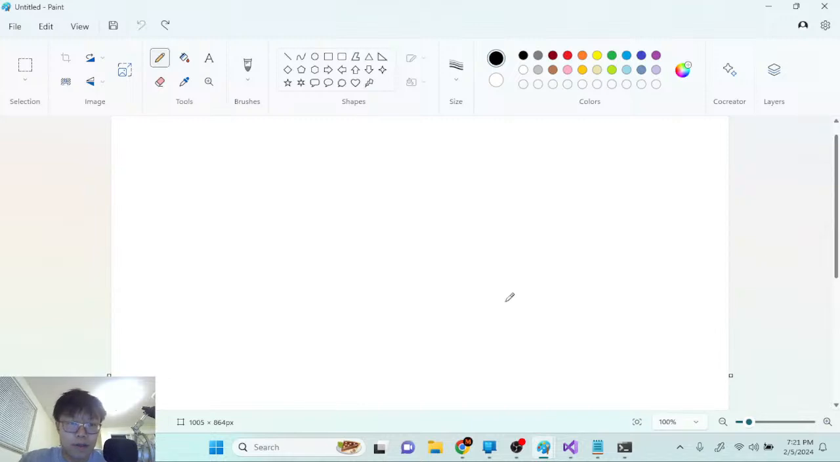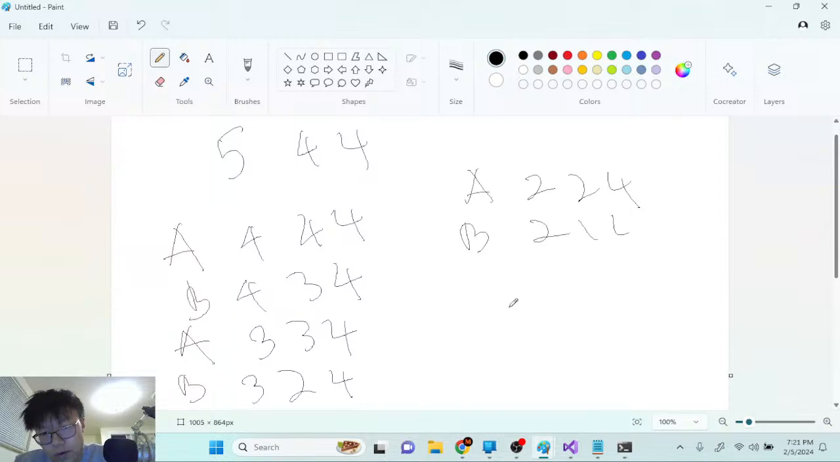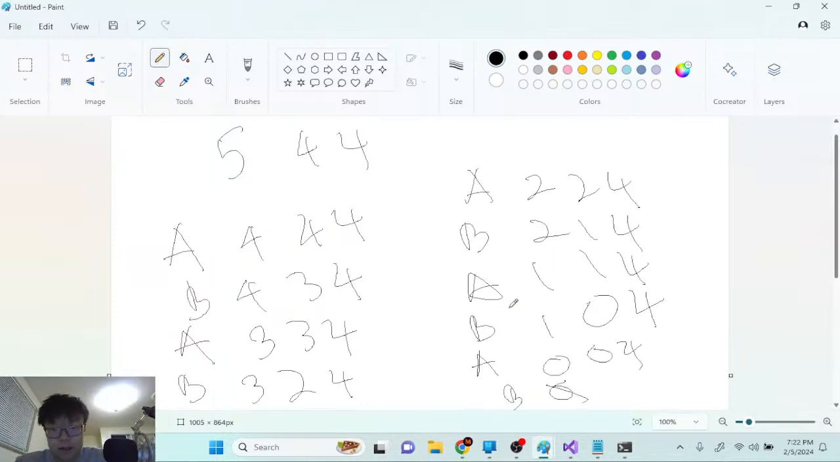All right, we gotta look at 5, 4, 4. Alice's turn, minus 1, 4. Swap with 4, 4, 4, 4. Bob's turn, minus 1, 3. Swap with 4, 4, 3, 4. Alice's turn, minus 1, 3. Swap with 3, 3, 3, 4. Bob's turn, minus 1, 2. Swap with 3, 3, 2, 4. Alice's turn, minus 1, 2, 2, 2, 4. Bob's turn, minus 1, 2, 1, 4. Alice's turn, minus 1, 1, 1, 4. Bob's turn, minus 1, 0, 1, 0, 4. Alice's turn, minus 1, 0, 0, 0, 4. Bob's turn hits 0. Alice wins.